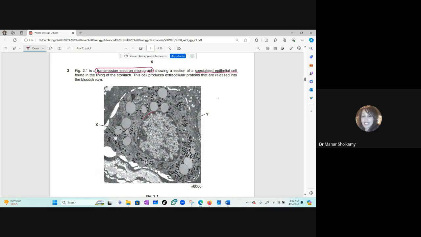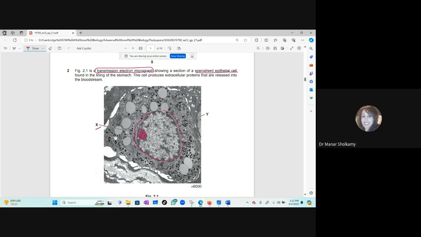So when you see something circular like this, and it has another circular inside it, what organelle looks like that inside the cell? What is X? Nucleus. Yes. By the way, this is a nucleus, and the X is the what?